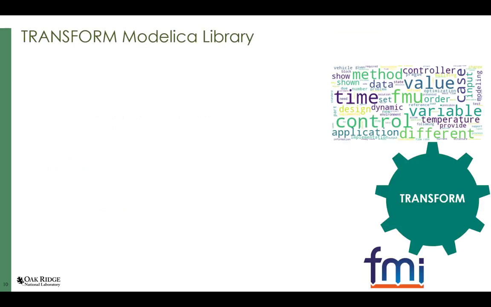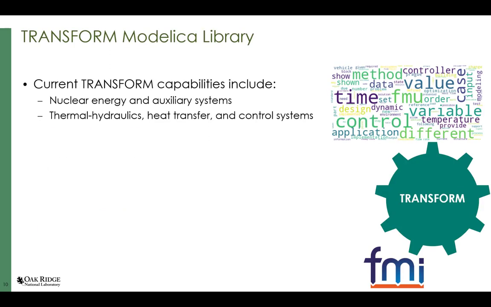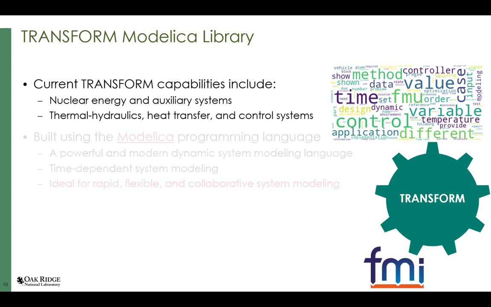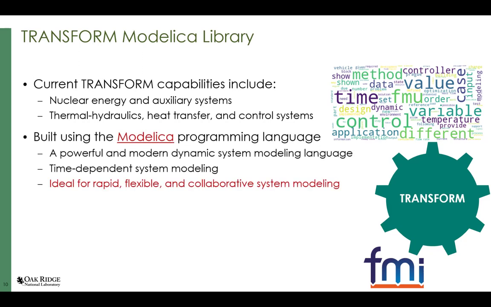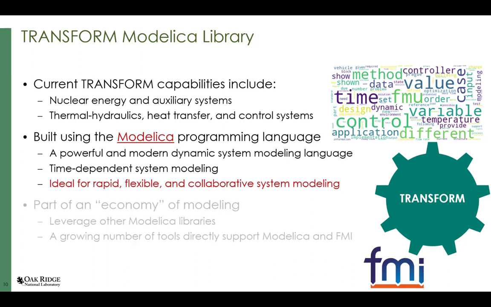So to focus a little bit more on the Transform Modelica library, let's recap. Transform's current capabilities include nuclear energy and auxiliary systems, thermal hydraulics, heat transfer and control systems. It's based on Modelica, of course, and so it's ideal for rapid, flexible, time-dependent modeling. But it's a part of an economy of modeling.